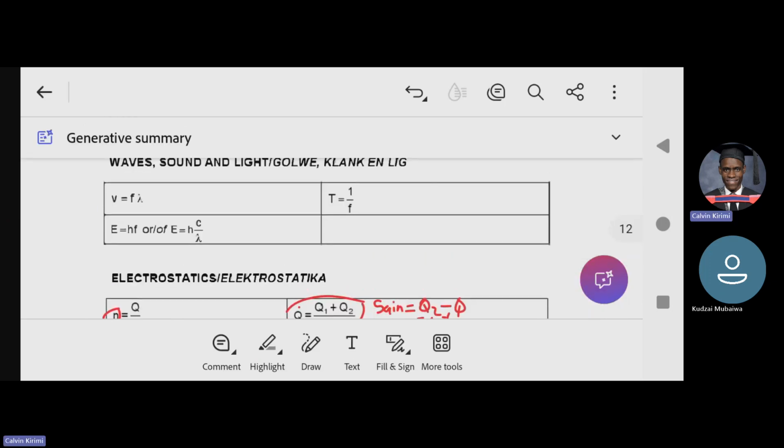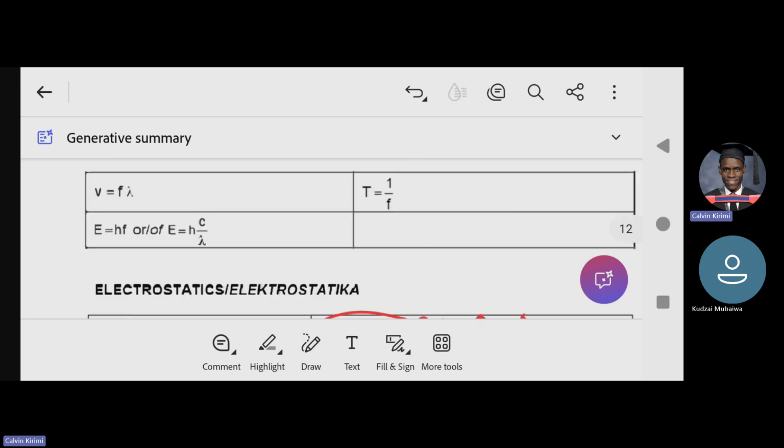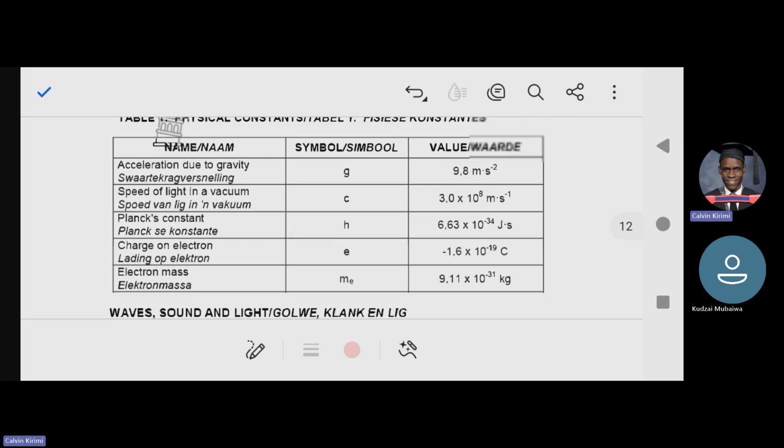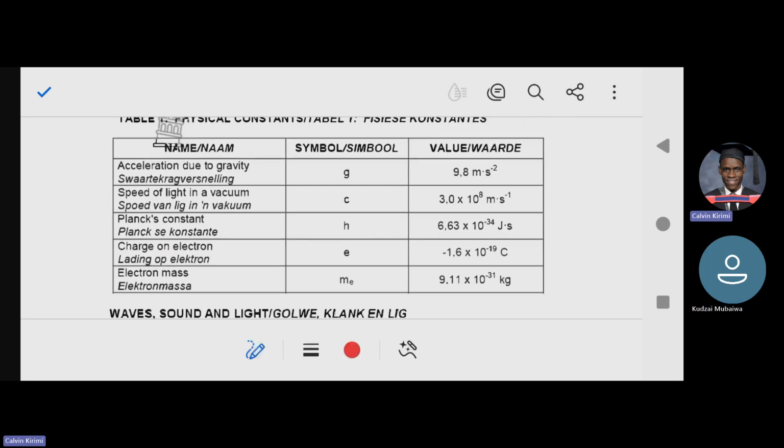Also, these other formulas are given as well. E is equal to hf, and we said this one is the speed of light. What is the speed of light? It is 3 times 10 to the power 8 meters per second. That is the speed of light, and it will be given here. Yes, sir. This is the speed of light.